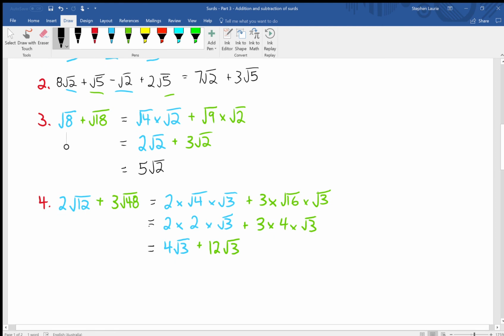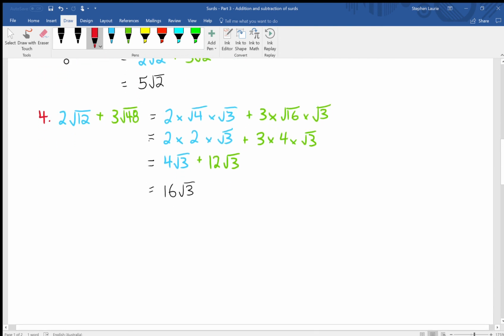And now we have like surds, so we can combine these. 4 plus 12 is 16 lots of root 3. Alright, doing well. Last example. Okay, save the hardest for last.